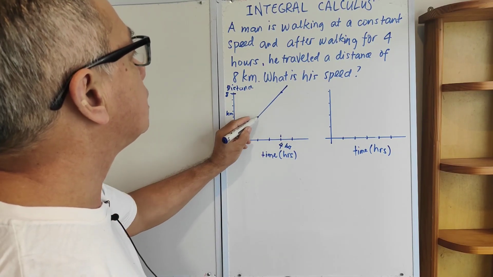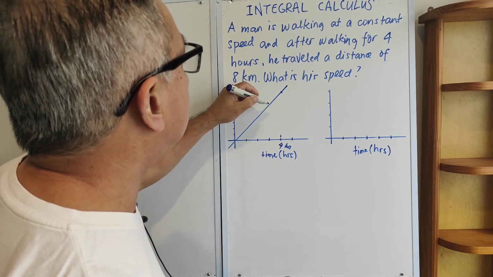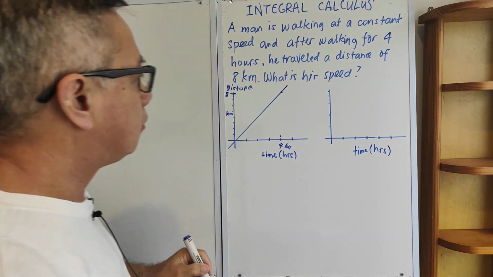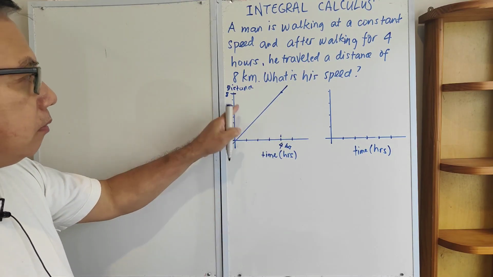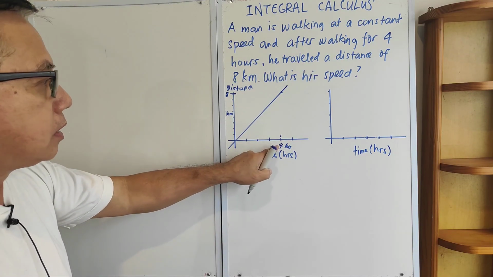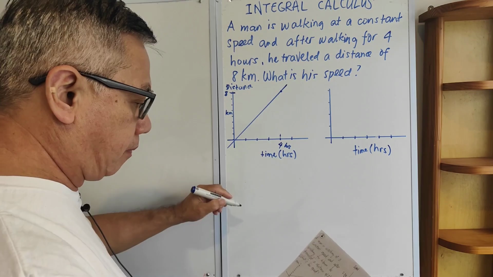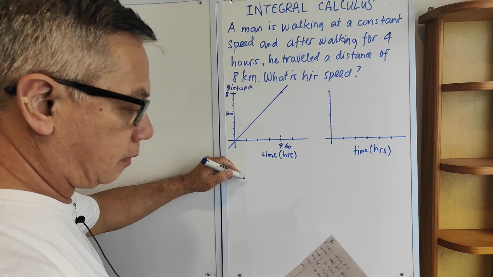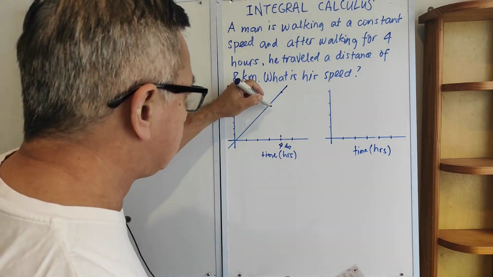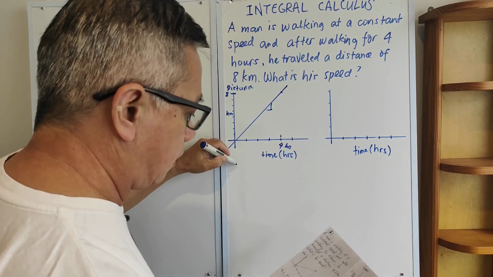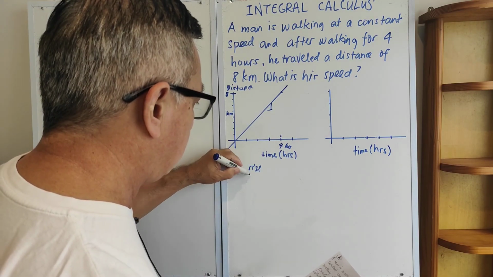So this is the speed, and we can compute the speed by using the distance and the time. So the speed is also the slope. So the slope is the rise over the run.